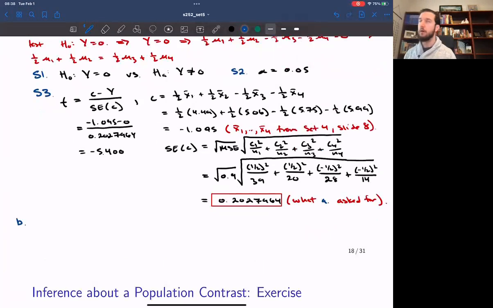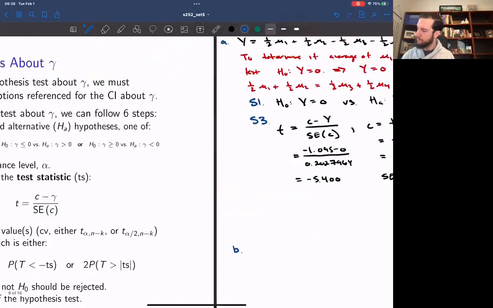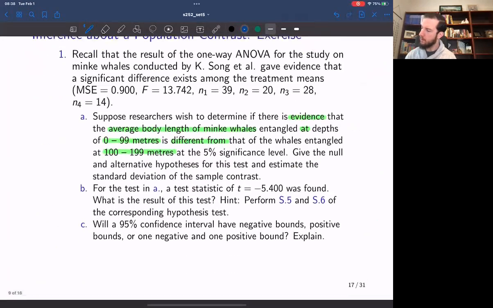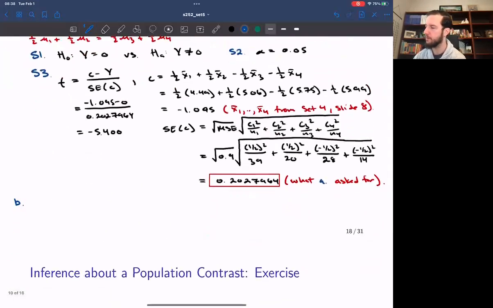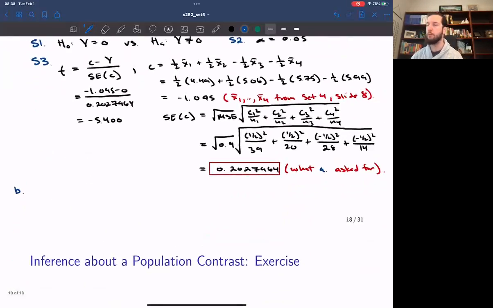Okay. So in part B, it says for the test in A, a test statistic of t equals negative 5.400 was found. So we actually went through the process of computing that so we can see where it came from. What is the result of this test? Hint, perform step 5 to step 6. To perform step 5, we have to do step 4 anyway, so we're going to continue with the hypothesis test here.